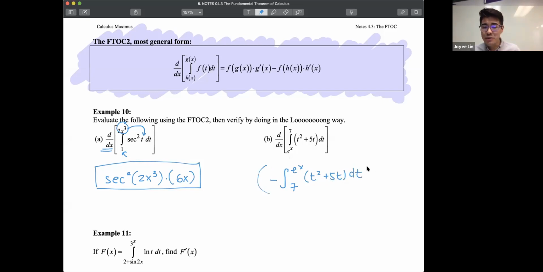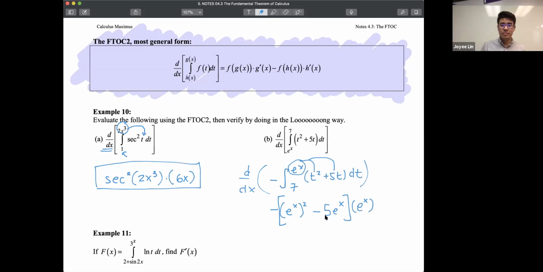Now, if I want to take the derivative of this, I can just go ahead and plug in my upper bound. Right, so it's negative e to the x squared. Oops, put big brackets here because this whole thing is negative. Minus 5 e to the x. And please do not forget your chain rule times the derivative of your upper bound. That's the really quick way of taking the derivative of an integral when you have a complicated function in your integral. Questions on that one?